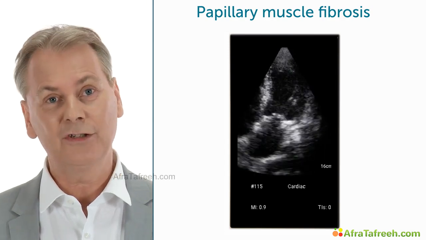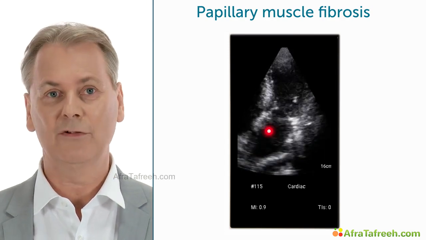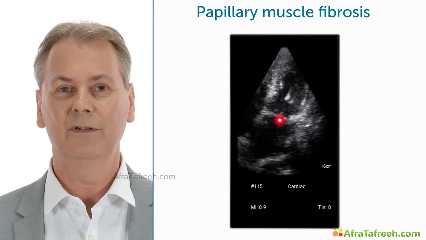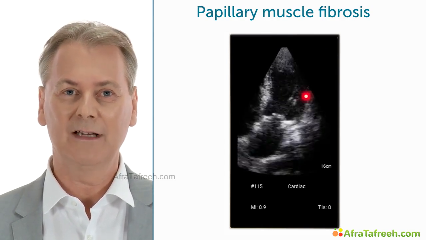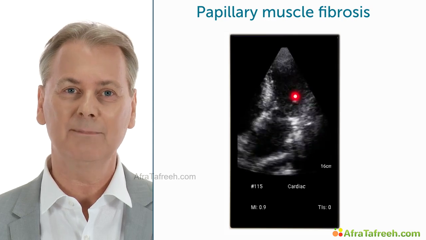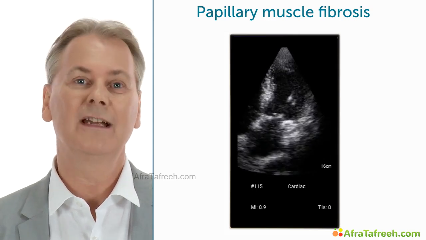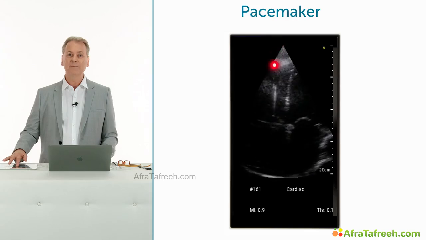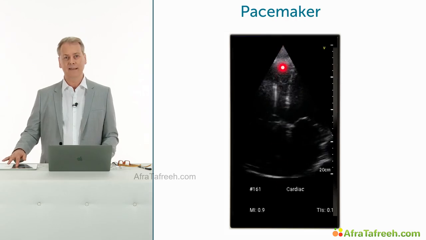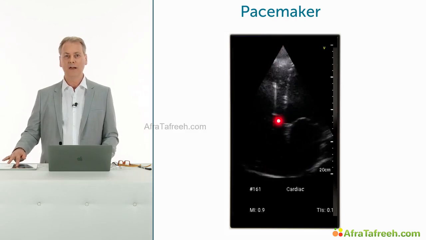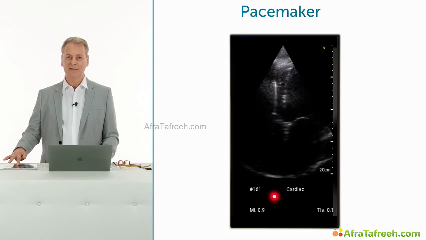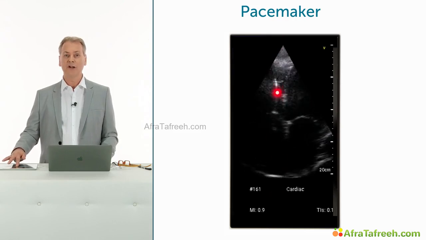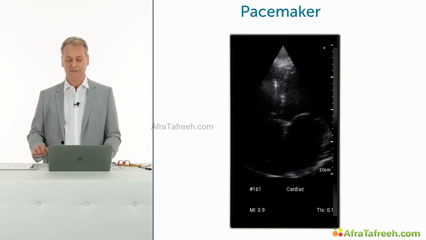In elderly patients, you can also see papillary muscle fibrosis. This is such an example. You see that the papillary muscle here is also very bright, or at least the tip is very bright. This is a sign of aging, nothing more. It's even possible to see pacemaker leads in echocardiography. So be aware, they present themselves as longitudinal structures, also frequently with artifacts and with reverberations.